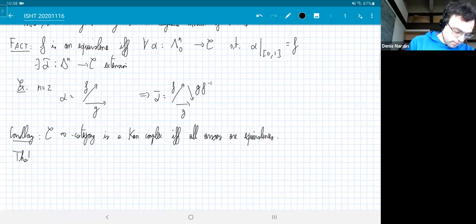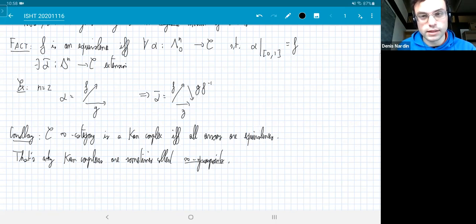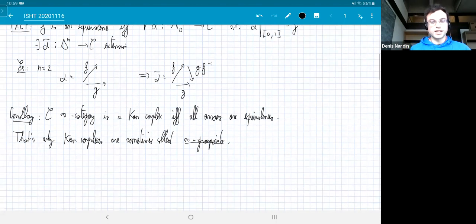That's why Kan complexes are sometimes called infinity groupoids, because they're just infinity categories with all the arrows being equivalences. I don't particularly like this terminology. I tend to prefer to just call them spaces because it's shorter, but it might bring confusion. So there are a bunch of names.